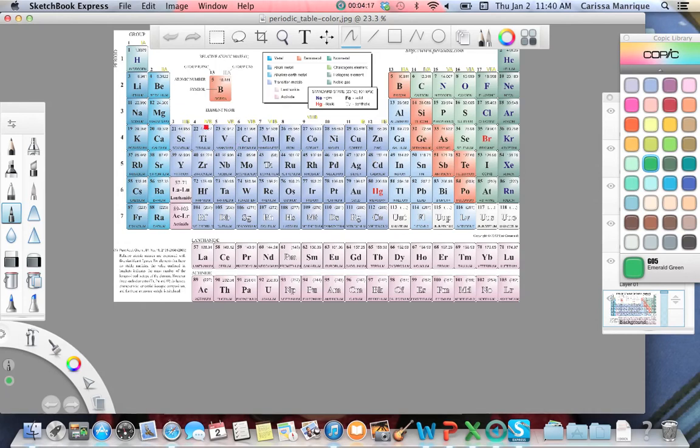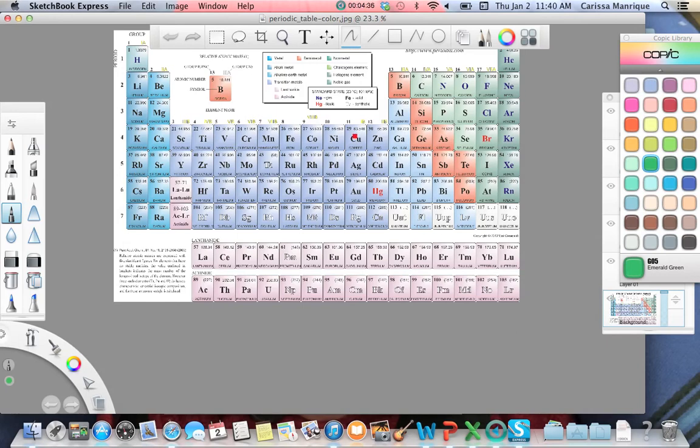Okay, these are called your alkali metals, group 1A. These are called your alkaline earth metals, group 2A. These are called halogens right here, group 7A. And these are your noble gases. And those are pretty much the ones you need to know.